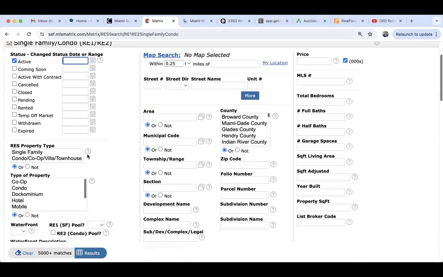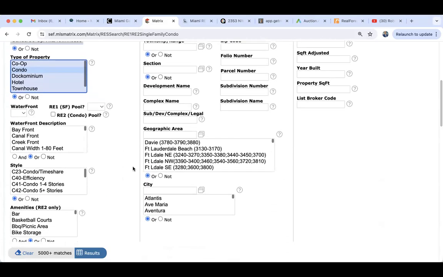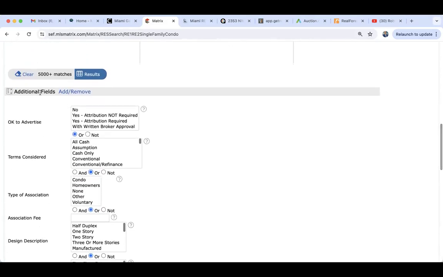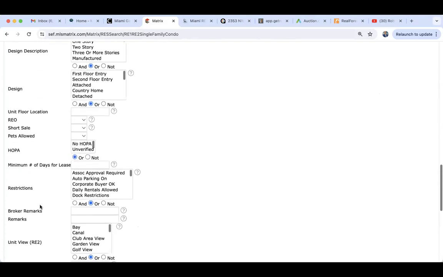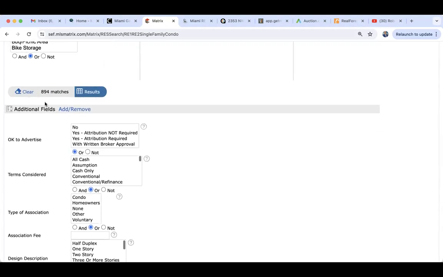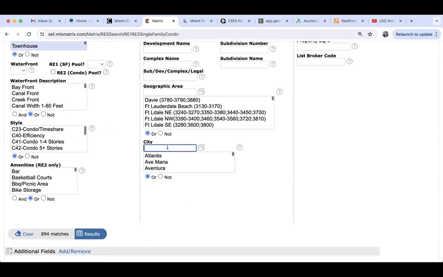If you want to purchase a condo, first we're going to select condo, right? Once you select condo, we come over here and select type of property condo. Next is, can we find a property that allows daily rentals? We're going to go to the additional fields and select restrictions. We're going to make sure that we add restrictions, and inside of your restrictions, here we have daily rentals allowed. All right. So the realtor who's listing the property has told us that daily rentals are allowed, and we're down to 894 matches.